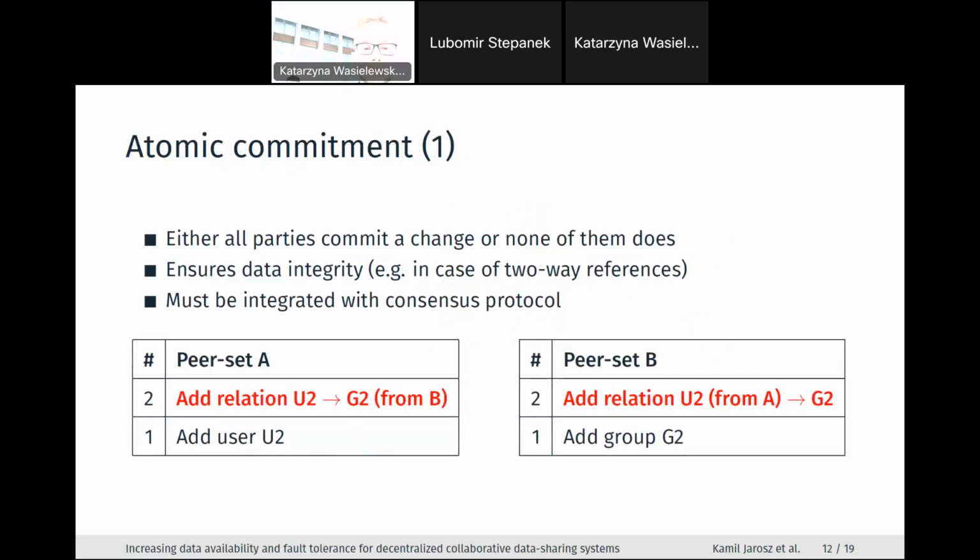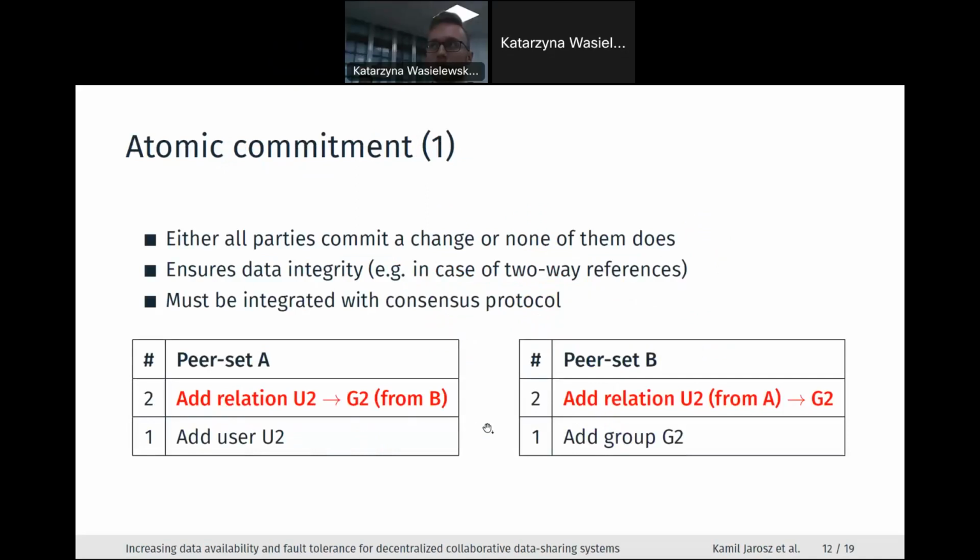Here we have an example of ledgers from these peer sets, right? On peer set A, we have to add an entry about the relation from the user U2 to the group G2 from the second peer set. And in peer set B, we have to add this relation referencing the user from the first peer set.